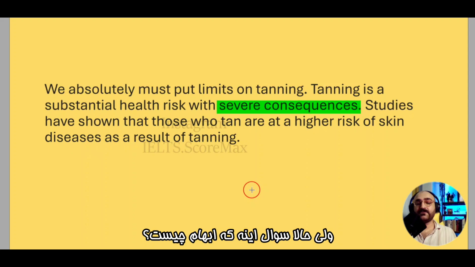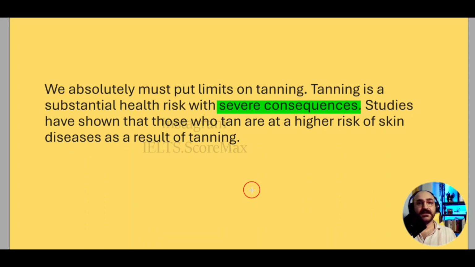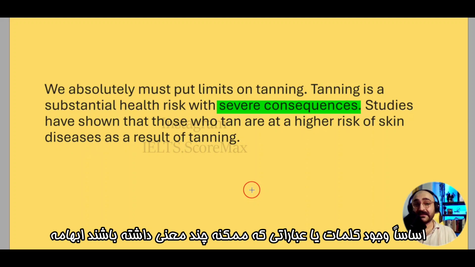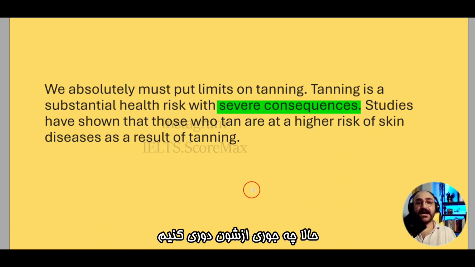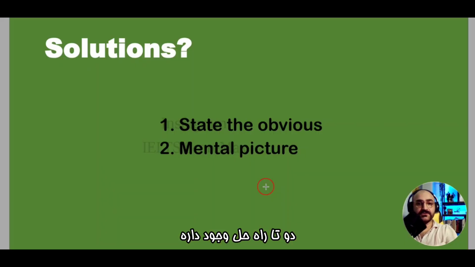But the question is, what is ambiguity? It's better to say basically it refers to the existence of multiple possible meanings for a word or phrase. How do we avoid them? There are two solutions here.